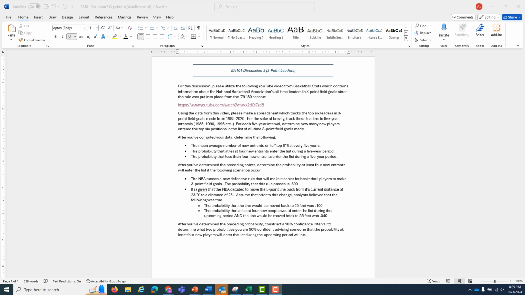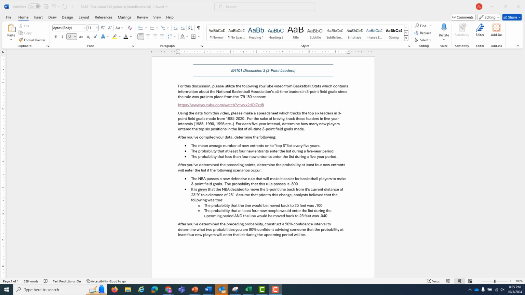And the second one is, it is given that the NBA decided to move the three-point line back from its current distance of 23 feet 9 inches to a distance of 25 feet. We're going to assume that prior to this change, analysts believed that the following was true. They thought that the chance that the line was going to get moved back to 25 feet was 0.100 or 10%. And another analyst went through, looked at all the conditions that come with this and said that the probability that at least 4 new people enter this list and the line gets moved back is only 4%, which kind of makes sense when you think about it.